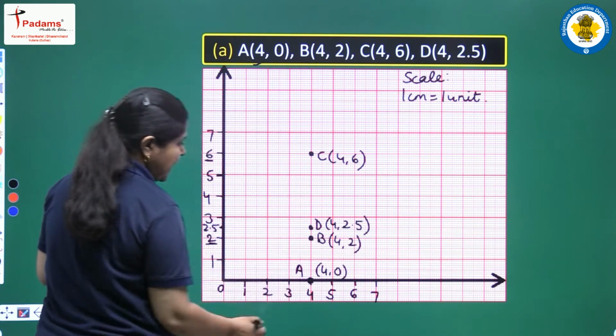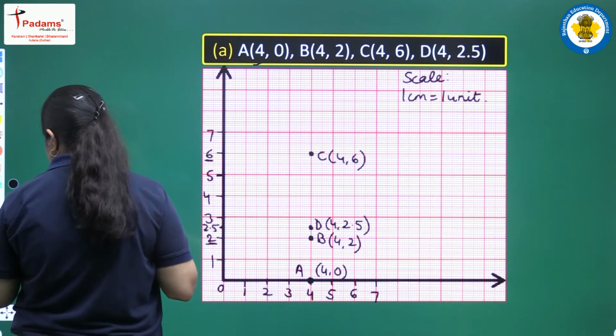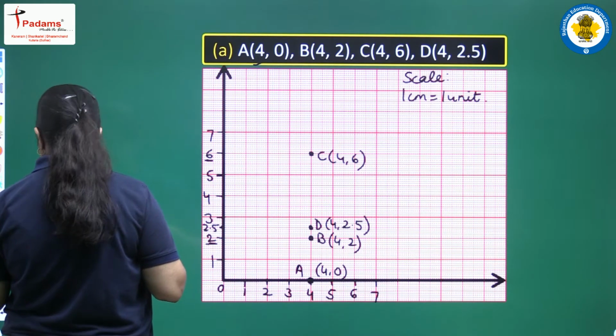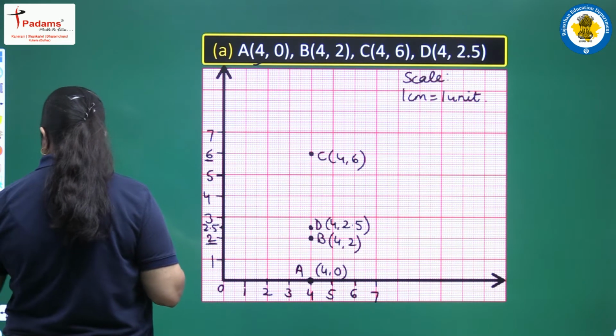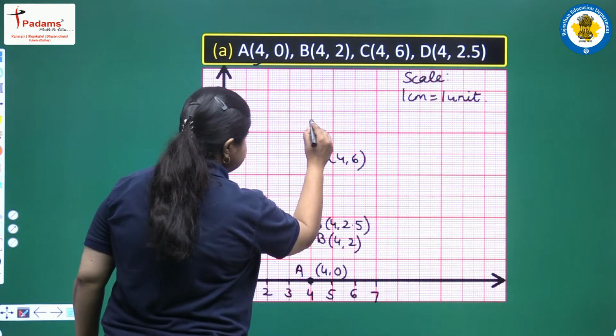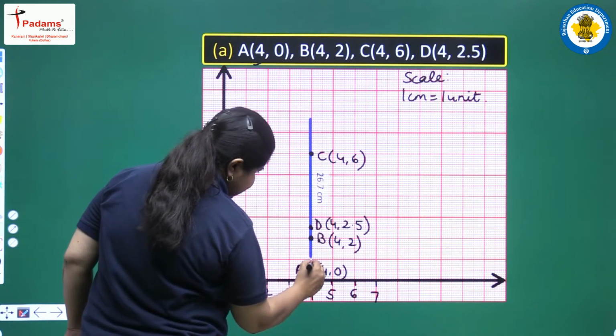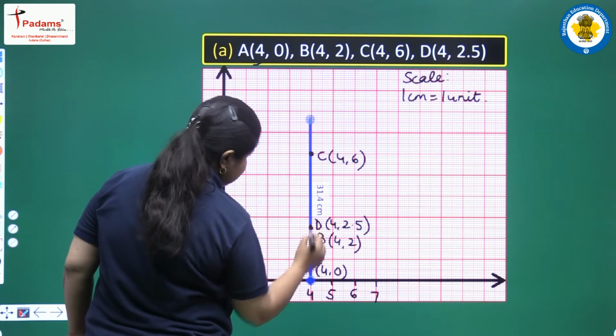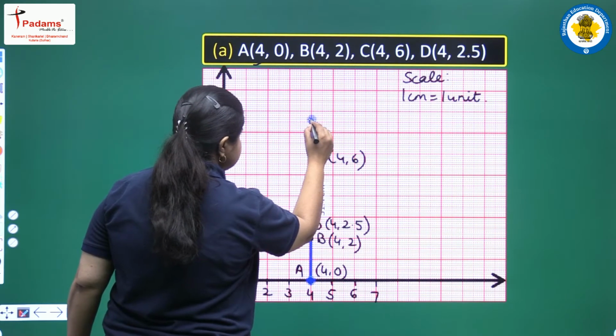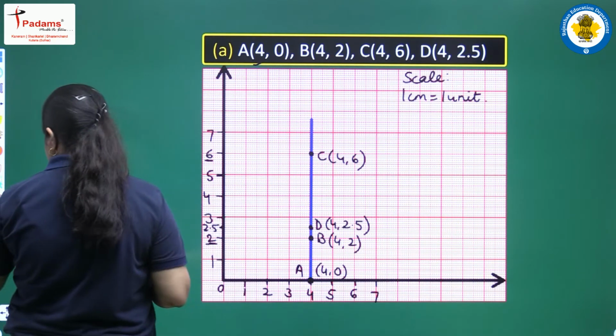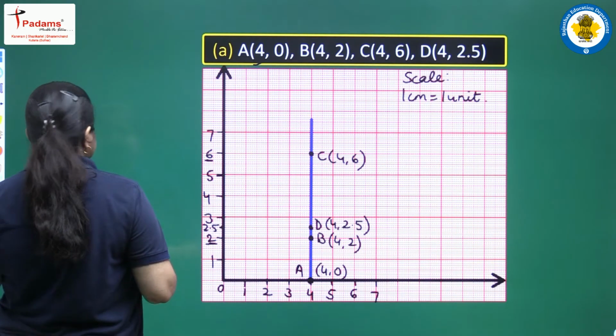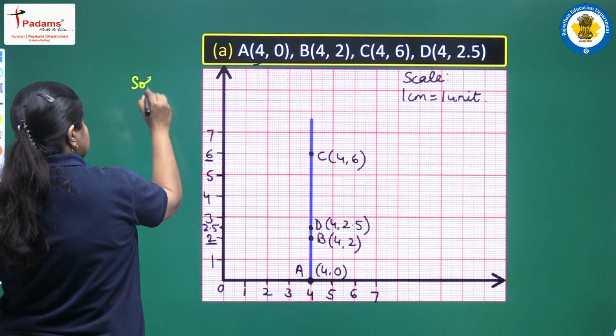In this way we have marked all these 4 points, and now we have to check whether these lie in a straight line or not. For this we join these points and we will see that yes, these points are lying in a straight line. This is obvious from the figure itself. And now we can write the solution also to this part.